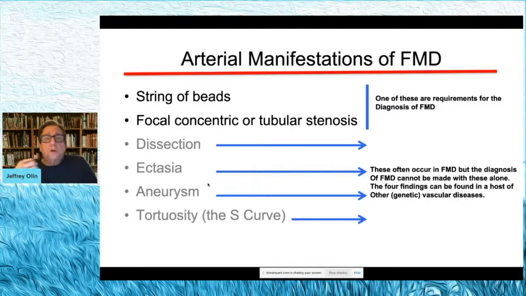So part of the FMD-like patients, the ones who come to see us thinking they have FMD, don't meet the criteria because they don't have either the string of beads or the area of stenosis, but they may have all these other manifestations that you see on this particular slide.